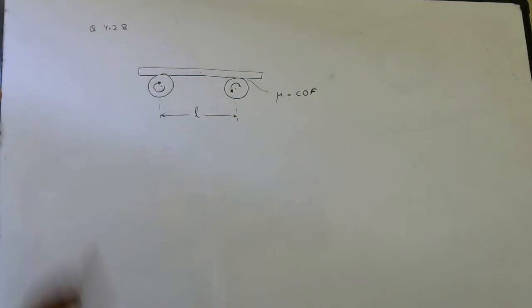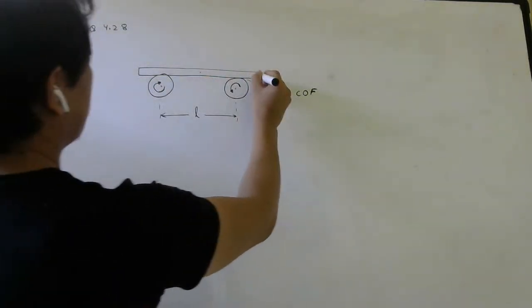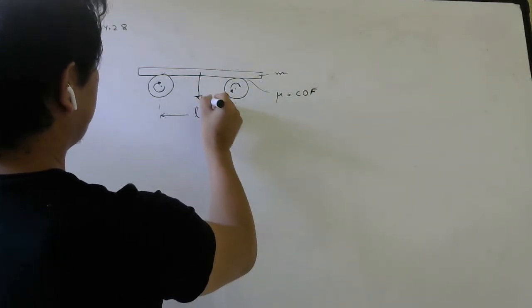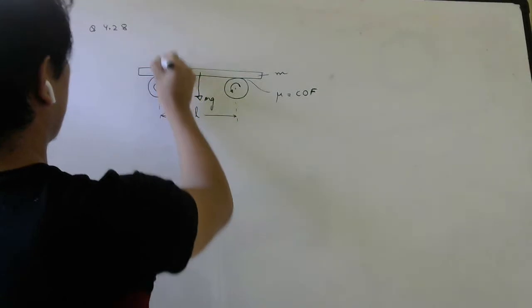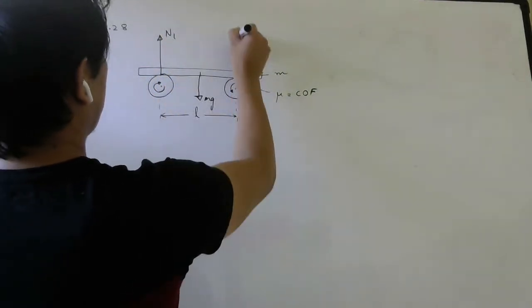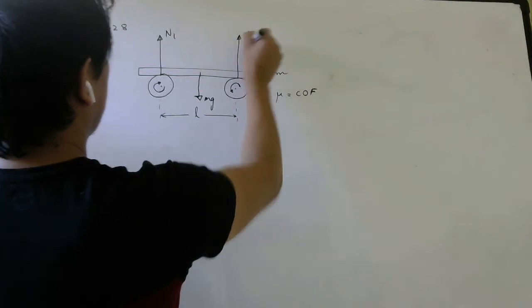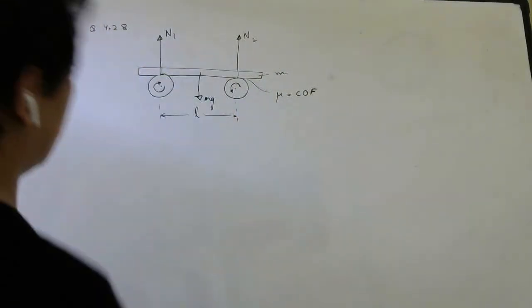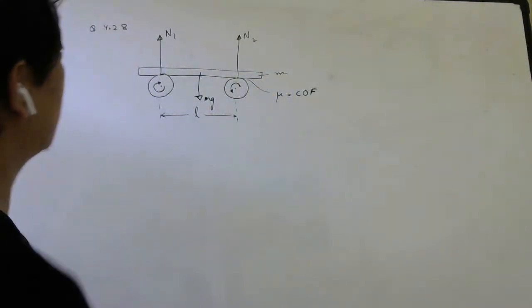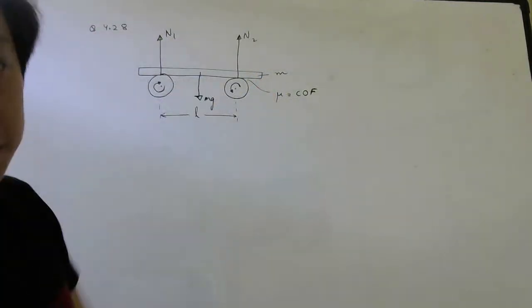So again the trick is the same. Let us first ask why this is in equilibrium. If the mass of the plank is m, then there will be a force mg here. There will be a normal force here, let us say it is N1, and here there will be a normal force N2. Right now these two may or may not be the same, depending on what portion is outside, inside. So let us assume they are N1 and N2.